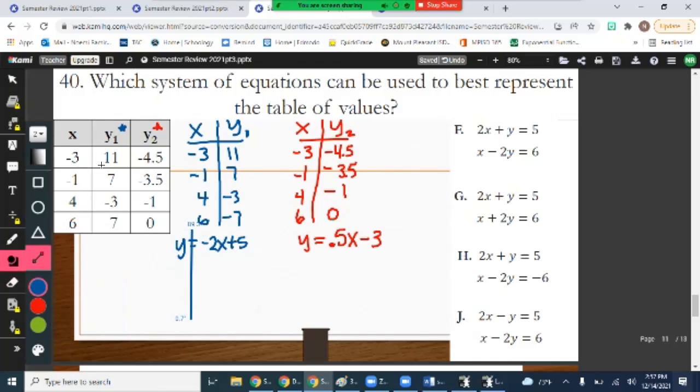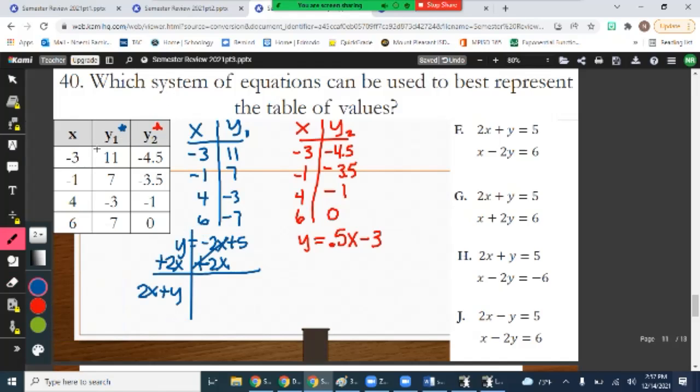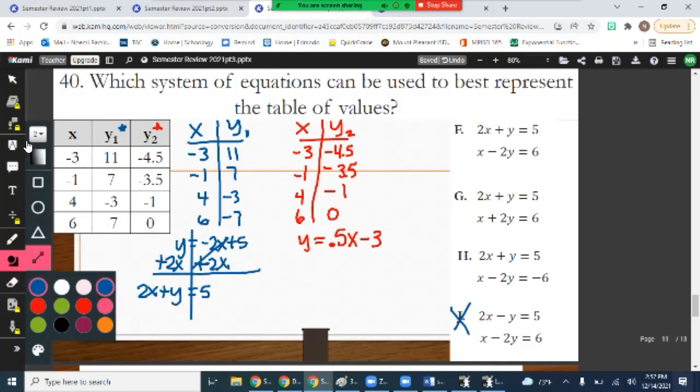This first equation is a one step. All you have to do is move 2x back over. How do you do it? Plus 2x. 2x plus y equals 5. I can eliminate that one. Let's do the other one.